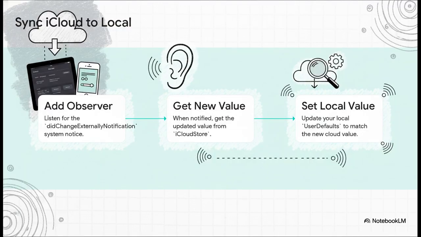Let's move on and see how this builds on the other side of the street, pulling changes down from iCloud. So how does the iPad find out that the iPhone just switched to dark mode? Well, it's simple. It listens. The whole system is built on observation. Your app just needs to add an observer, which is basically like putting an ear to the ground, waiting for a very specific notification from the system. When that notification comes in, you just grab the new value from iCloud and update your local settings.